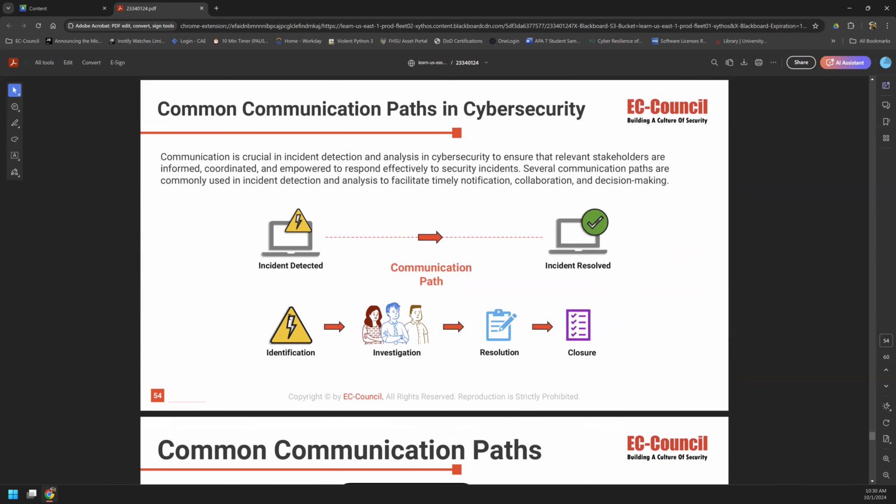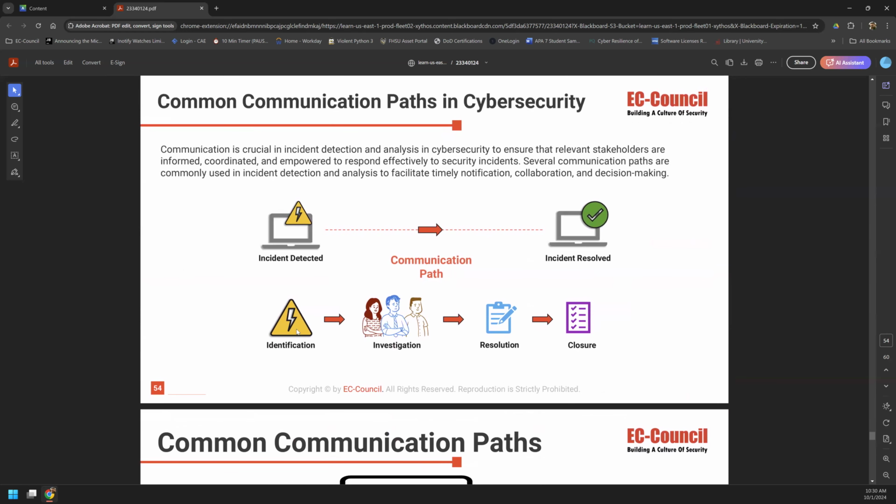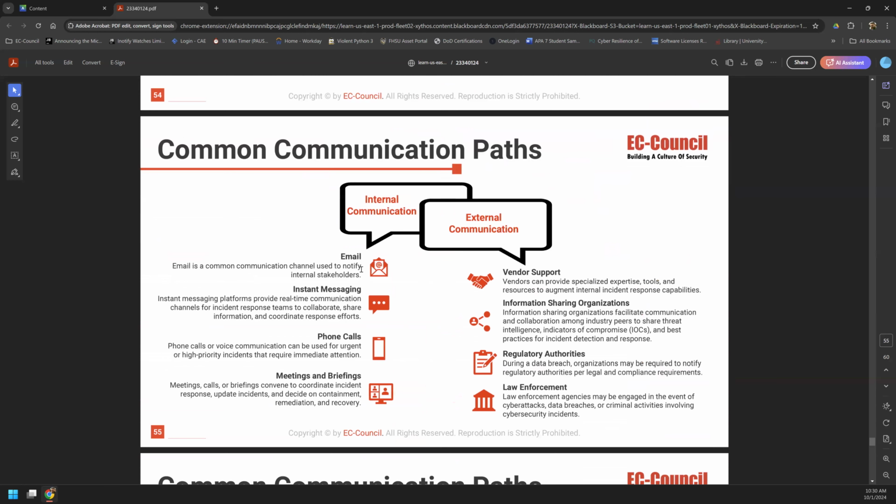For communication paths, these guys are going a little deep. Going to your identification, investigation, resolution, and closure, whether this is email, instant messaging, phone calls, and briefings. Really working with your vendors. This is probably the one I see the most, is working with your vendors to determine if they're seeing anything.